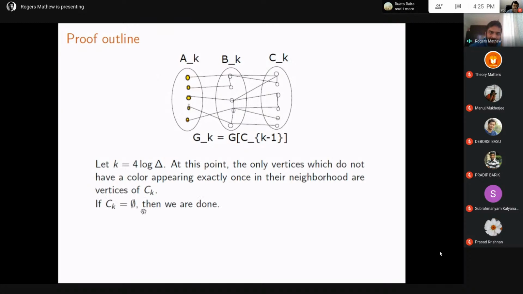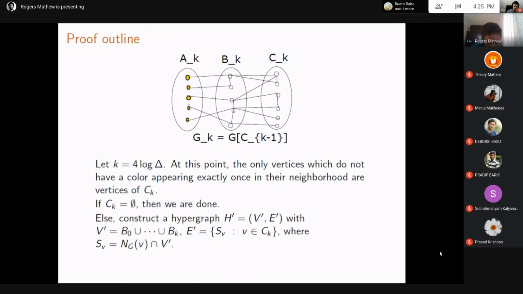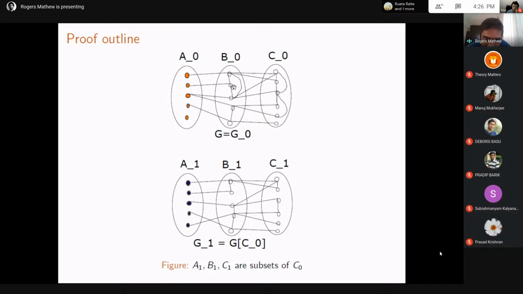So if Ck is an empty set, we are done, which means every vertex has been taken care of, because it's only the vertices of Ck that need to be taken care of. But suppose it's not an empty set, and that's only when we need to do something. So we construct a hypergraph in the following manner. This notion is defined on hypergraphs. My vertex set of the hypergraph is basically B0 union B1 union B2 union up to Bk, all these central pieces from the previous slide.